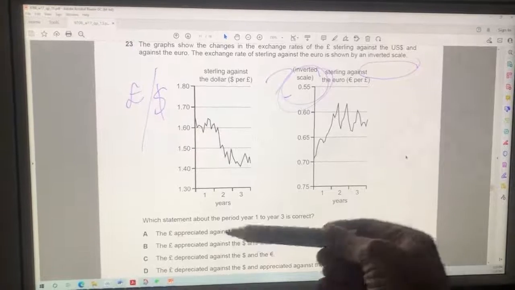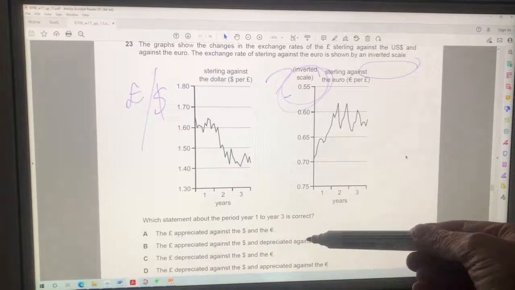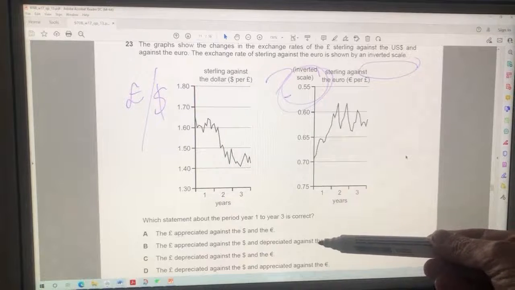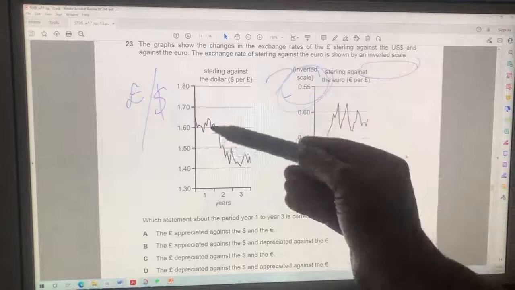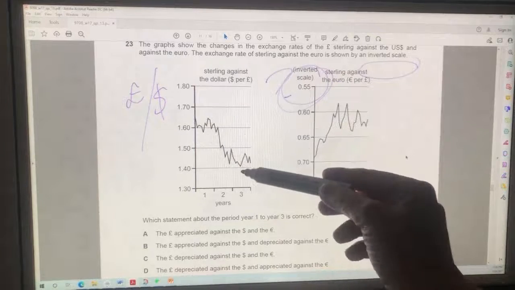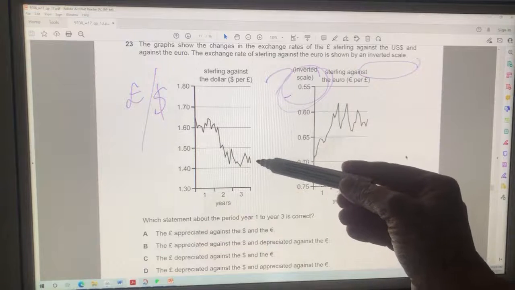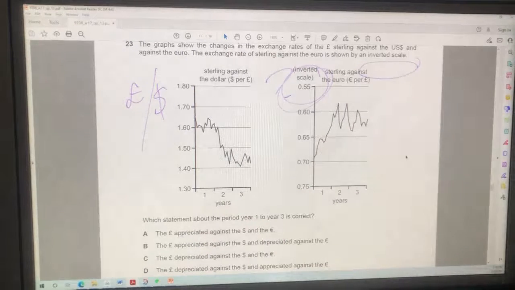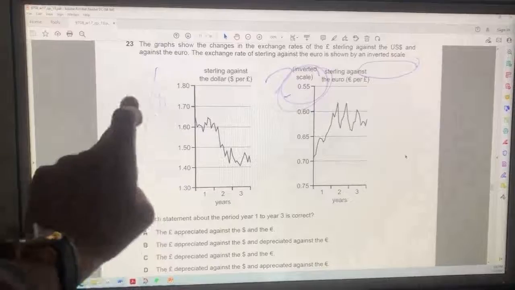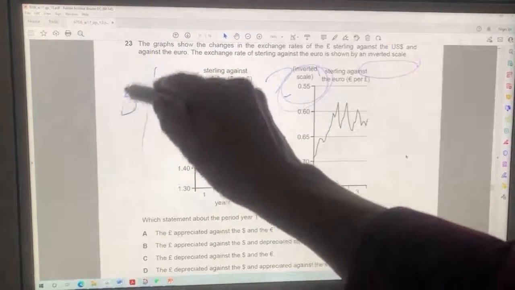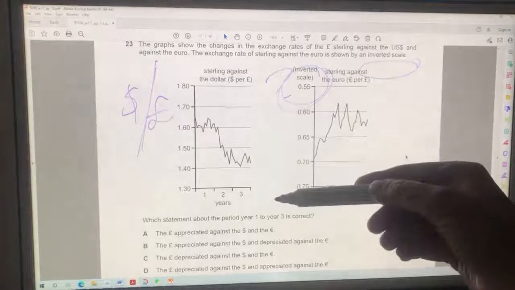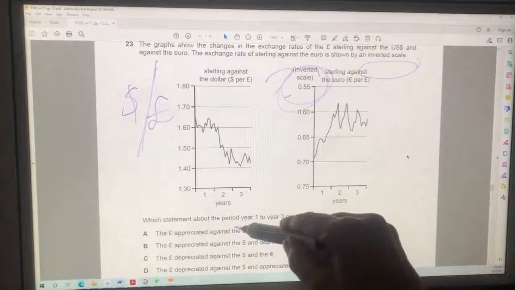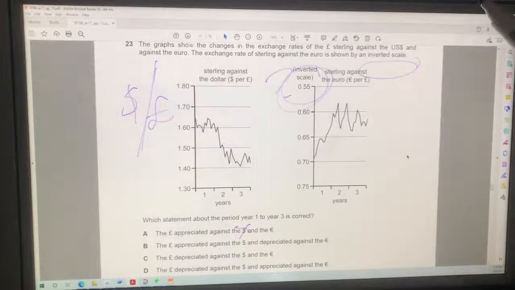Let's see. The pound appreciated against the dollar and the euro. Pound appreciated. No. The pound depreciated. Let's see. Oh, yes, it did. Appreciated against the pound and the euro. That's pounds per euro. No, that's dollars per pound. So the pound depreciated against the dollar. So A is not true.